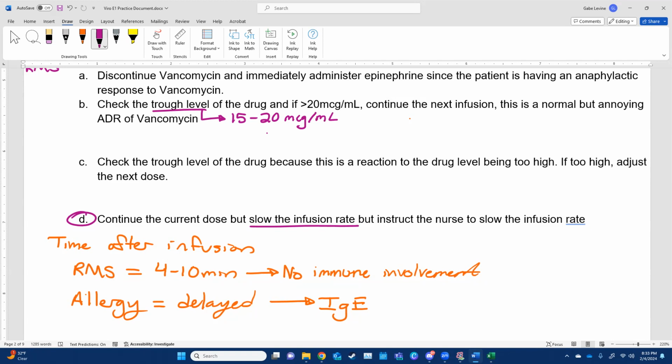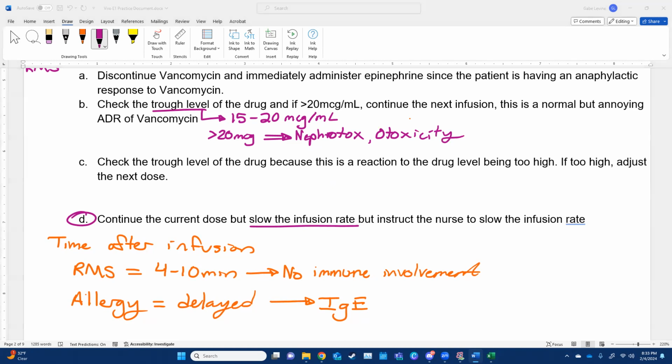When we talk about a level above 20 micrograms, what are we at risk for? What could possibly develop? Nephrotoxicity. Yep. Ototoxicity. 100%. Those are the big ones.